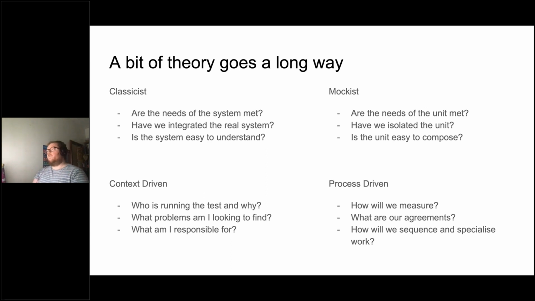And the basic difference is the classicist is looking at the system as the thing that they're building, and the mockist is looking at the unit as the thing that they're building. So a mockist might say every system is composed of units that work. So if I make the unit work, then it's very likely the system will be able to be made work, even if it doesn't work immediately.